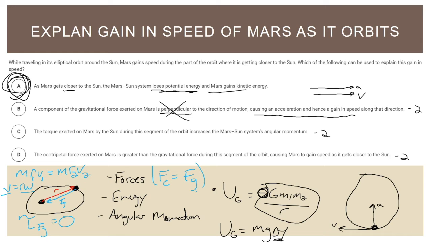If we wanted to explain this in the context of just forces, we would say a component of the gravitational force exerted on Mars from all the way over here on the outside of its orbit is in the direction of its velocity as it swings around here. And because the force is in the direction of the velocity, it accelerates and thus gains speed. But that's because the centripetal force is the gravitational force, not because the centripetal force is bigger. And so that's why the answer here is choice A.